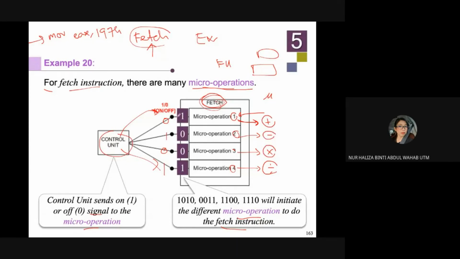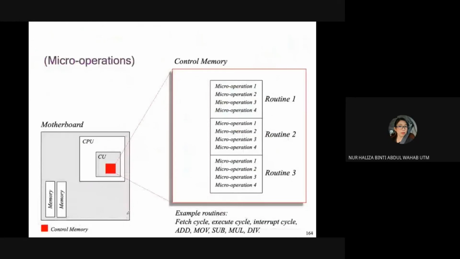If you have all 1s, your control unit sends instructions for your micro operations to run them all. So that is the difference in what the control unit gives to your micro operations. You can see this is your control memory. Inside your control memory, let's say this one is fetch, this one is execute, this one is termination or interrupt.